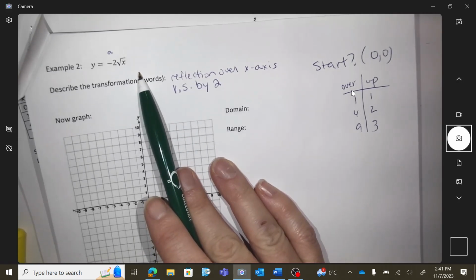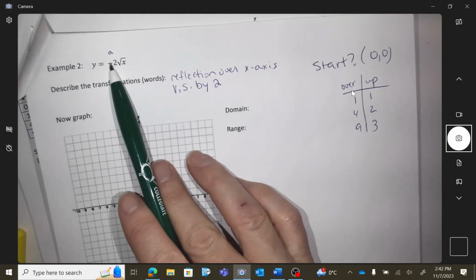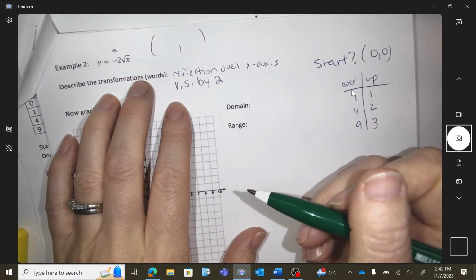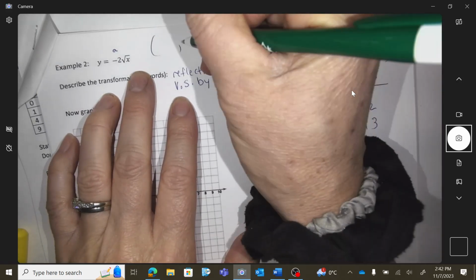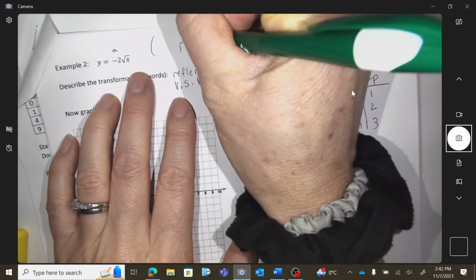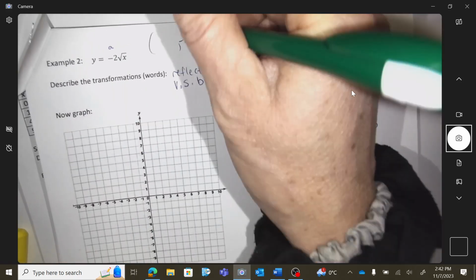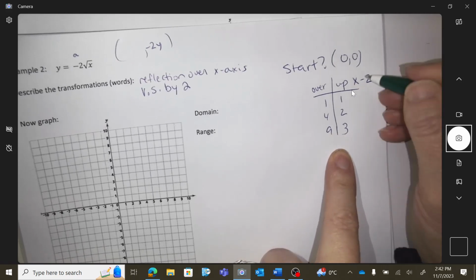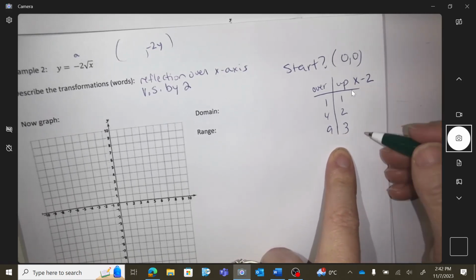If we were to think about our coordinates, what does an A do? If I was to think about what this was doing, what does an A do? It multiplies with y. So how am I going to do this? I'm going to multiply the up column.